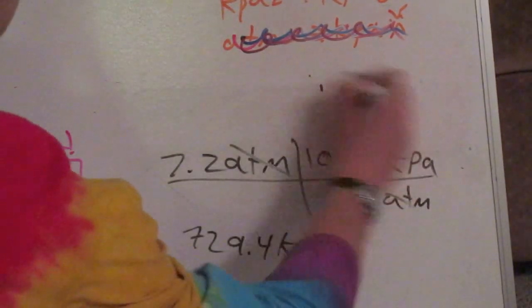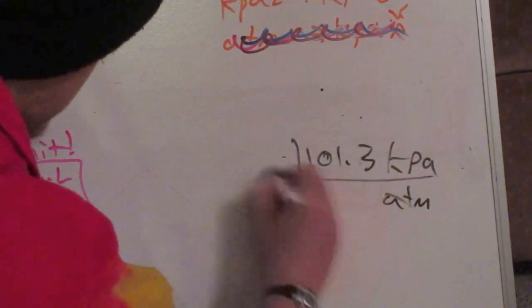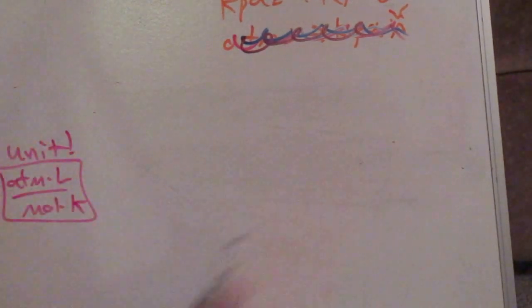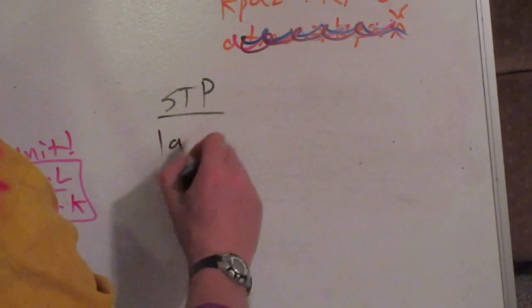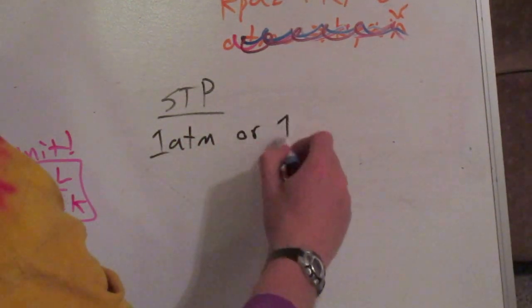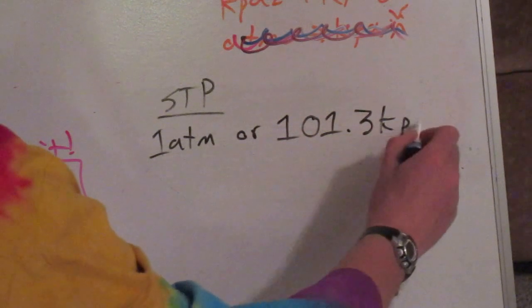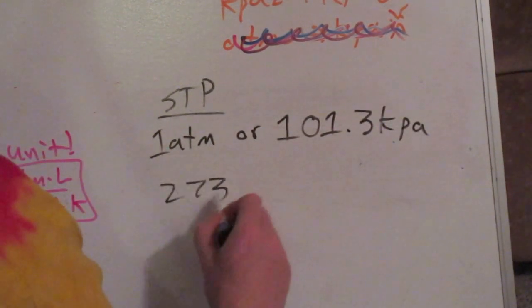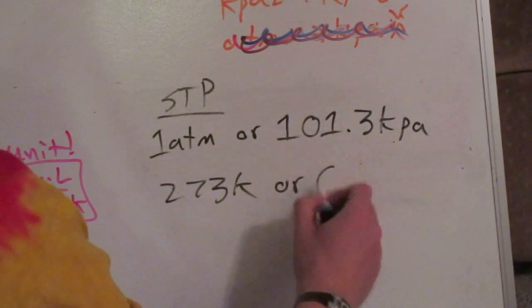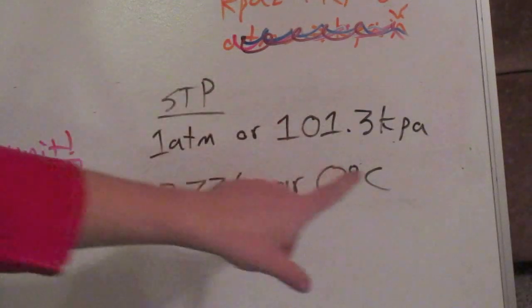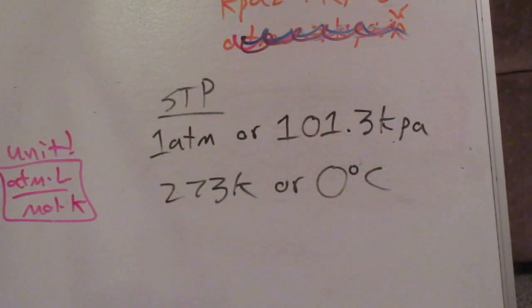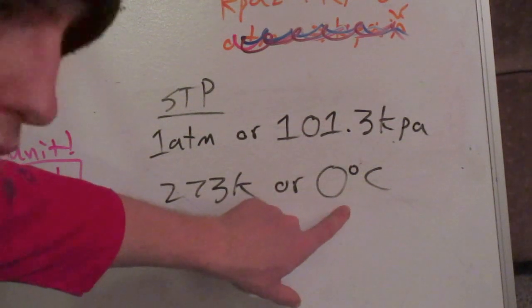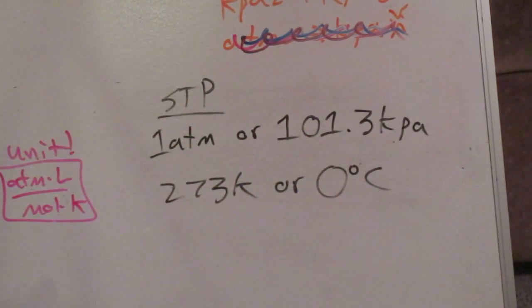This has been getting you guys, and I warned you that this was going to be make or break for you. STP. If I'm asking for STP conditions, it is one atmosphere or 101.3 KPA. And it's 273 Kelvin, or, and I don't like saying this, 0 degrees Celsius. Some of you have been getting this wrong because I've had questions like, oh yeah, it's 0 degrees Celsius, and then it goes to STP. Well, 0 degrees Celsius is STP, so there's no temperature change because it's constant, which means it's going to be Boyle's Law. So just please keep that in mind.